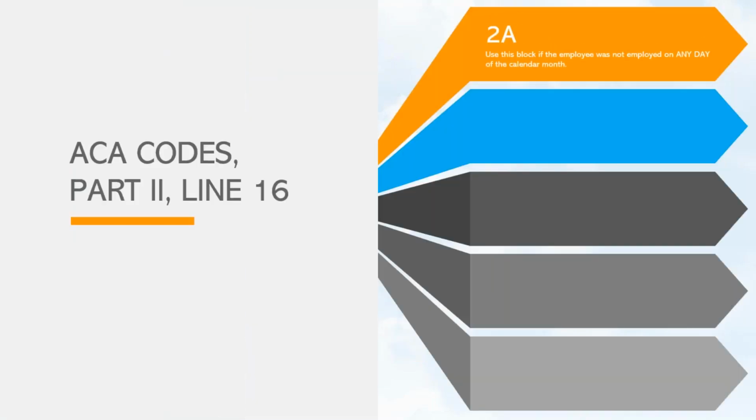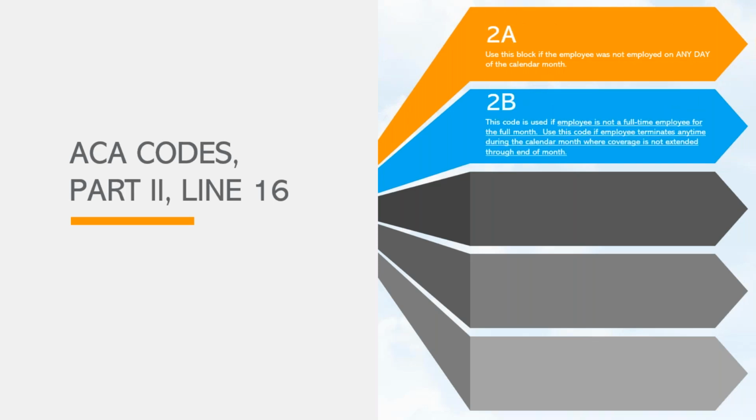Okay, let's look at the 2 codes. Those go on line 16, and this is what happens when you offer somebody coverage. What do they do? Well, 2A is used if the employee was not employed on any day of the calendar month. You will see 1H on the top line and 2A for someone who was not working for you, and it says that they were not employed on any day of the calendar month. So that's a very commonly used code.